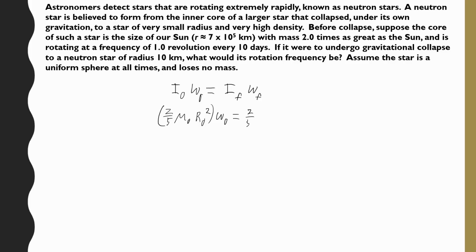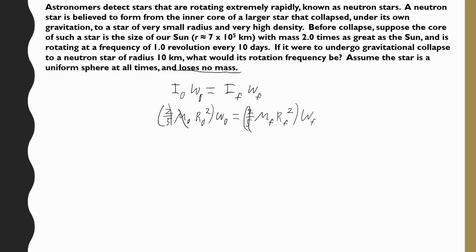And then we've got that same factor because the neutron star is still a sphere, times the final radius squared. And that is going to equal our final angular velocity. Now this goes away, the factor of 2/5, and we are assuming no loss of mass. Now a real star will probably lose some mass, but it will keep a whole lot of it.